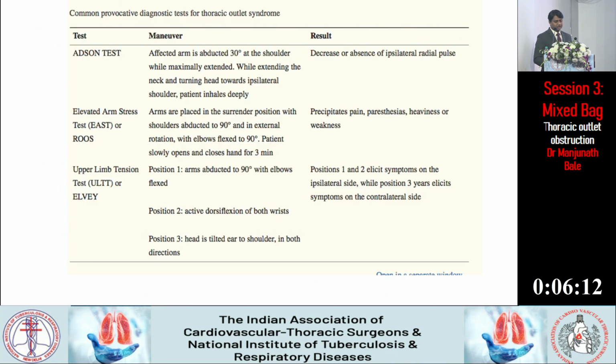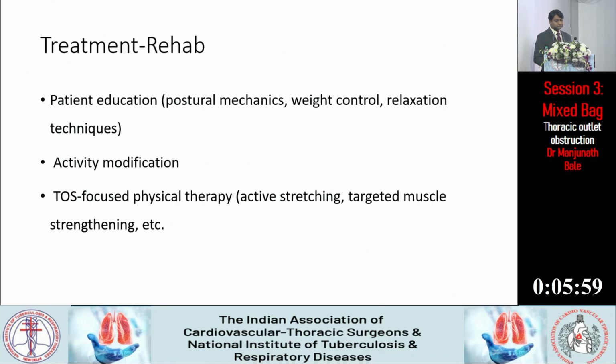These are some of the tests which have been mentioned in many of the textbooks, but their clinical significance will never clinch the diagnosis for us. Maybe it will guide us in some way, but it will never clinch the diagnosis.